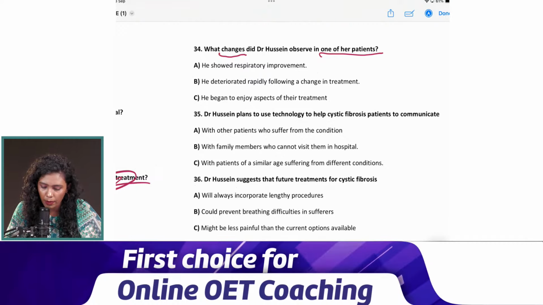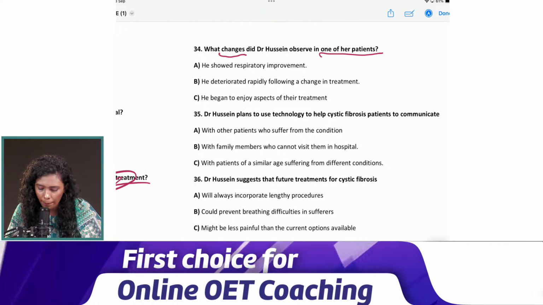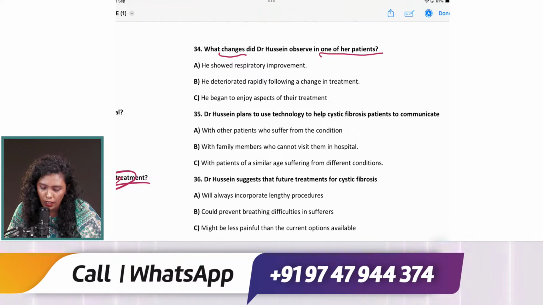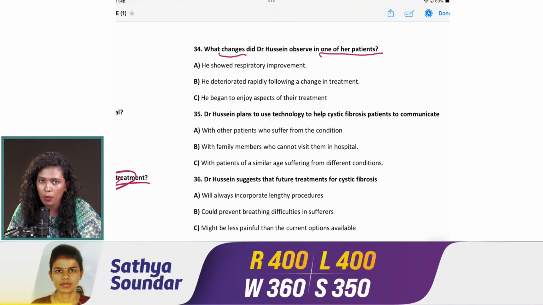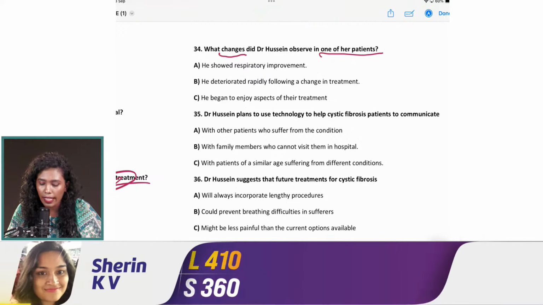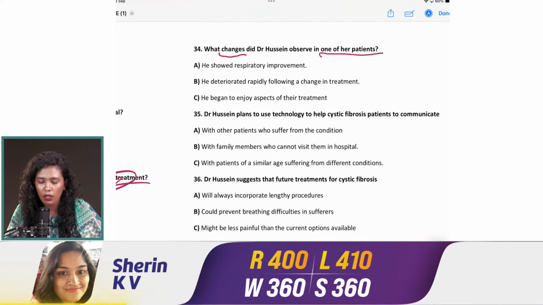Yes, that is basically because we are observing, right? Or it's more like a fact-based. So this question is actually asking for any specific observation that Dr. Hussain made about a patient's condition, right? So it should be requiring a factual answer, and it should be based on what she has directly observed, rather than what she thinks or feels about the situation.